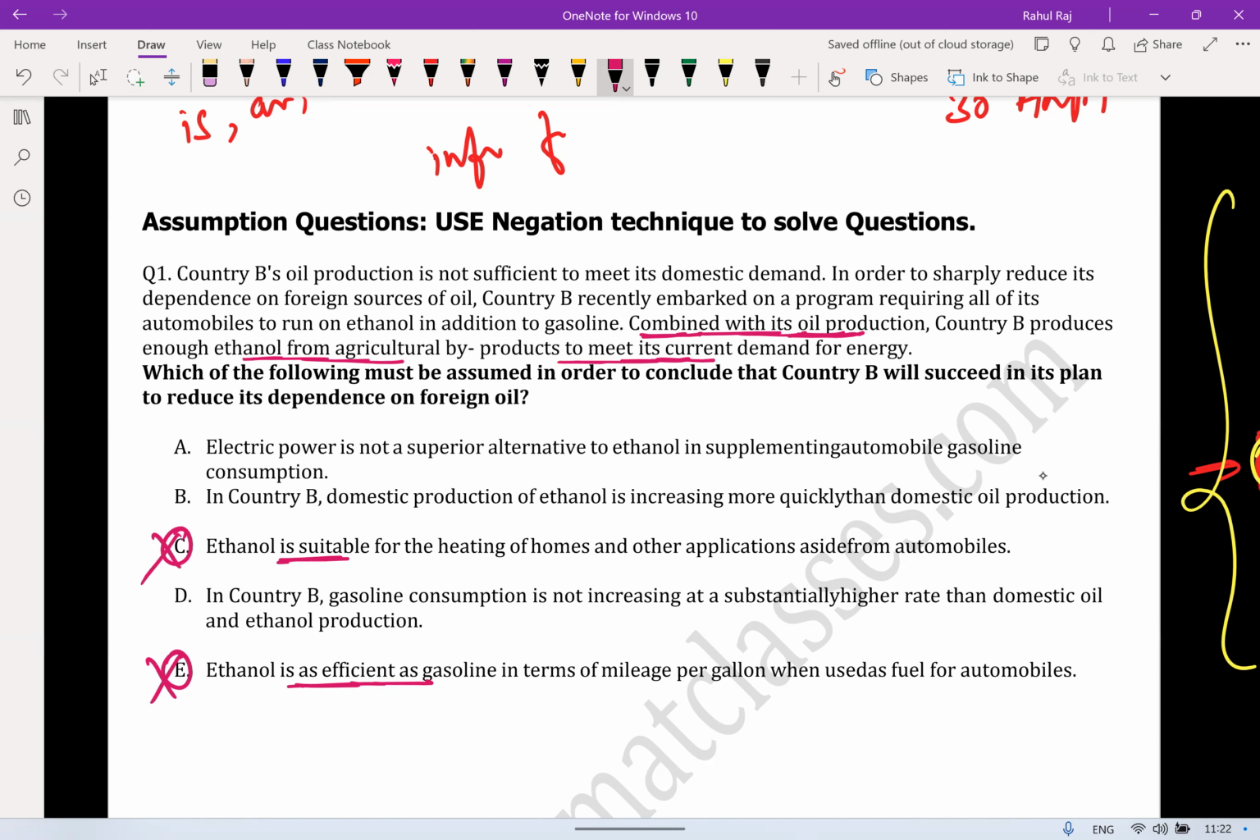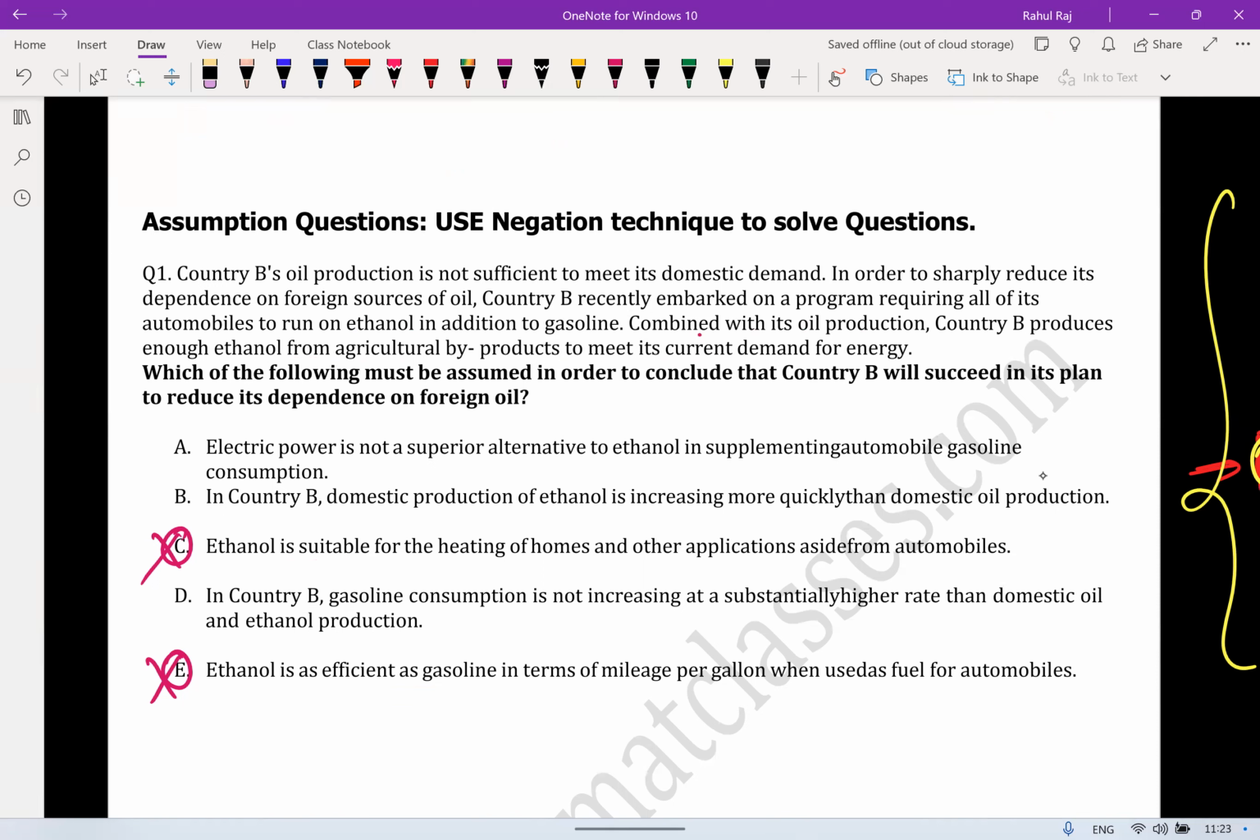Right? But for this conclusion to be true, ethanol should be used in the same areas like oil as well, right? So 100%, ethanol is suitable for heating homes and other applications aside from automobiles. So I should agree, so C should be fulfilled. Why are we eliminating that? No, and the point is, let's come down to see it in some other way. I understand what you're trying to say.